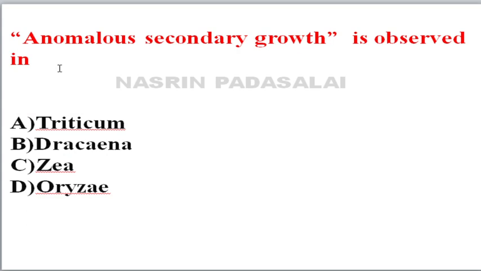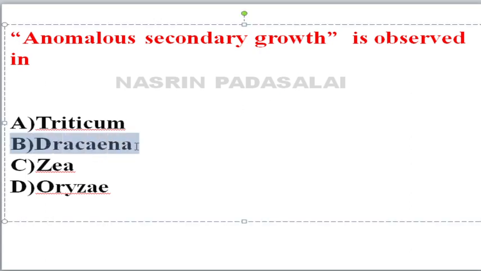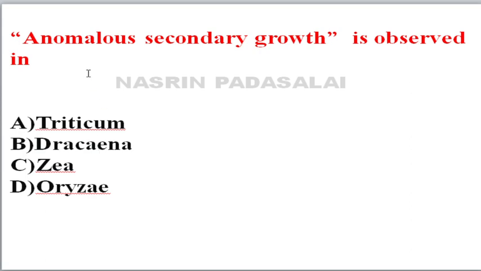Next question, anomalous secondary growth is observed in which of the following plants? Before answering this question, you should know what is meant by anomalous secondary growth. It does not follow the normal process of secondary growth, and it does not follow a single vascular cambium. In normal secondary growth, the vascular cambium produces xylem inside and phloem outside, whereas plants with anomalous secondary growth have the opposite arrangement. If you research anomalous secondary growth, there are many papers saying Dracaena is a plant that follows it. That is, instead of the normal type of secondary growth, they have anomalous secondary growth.